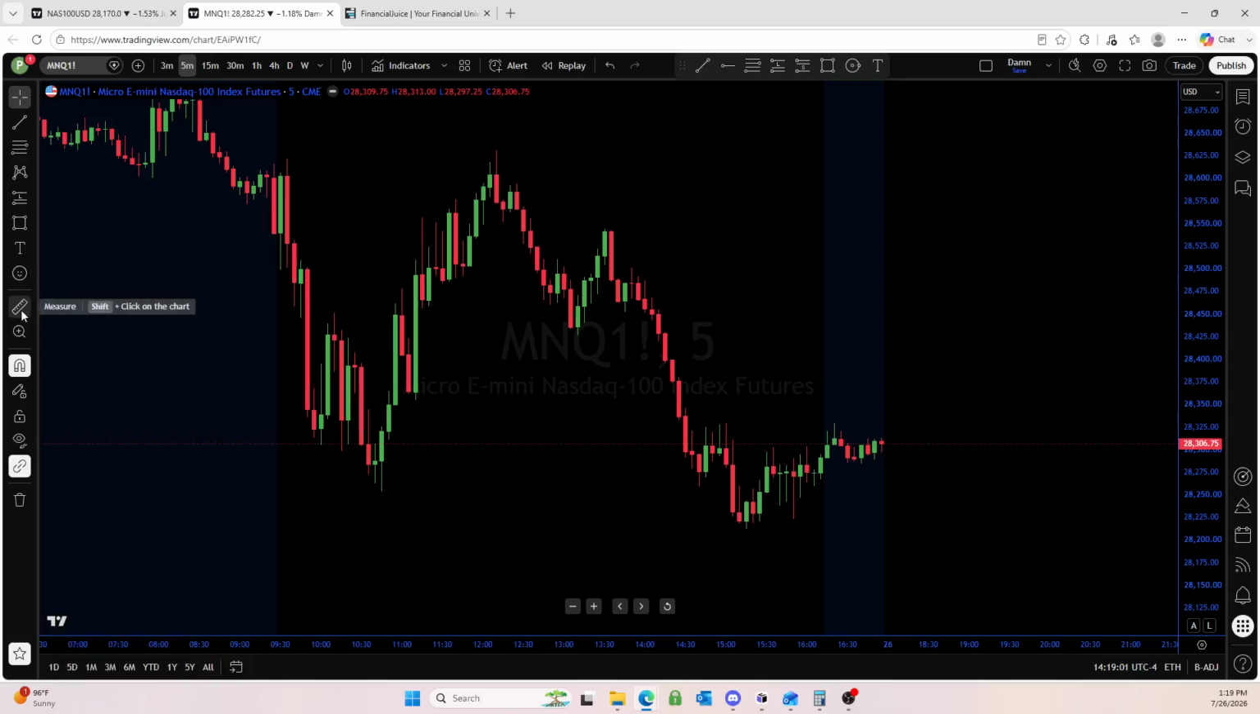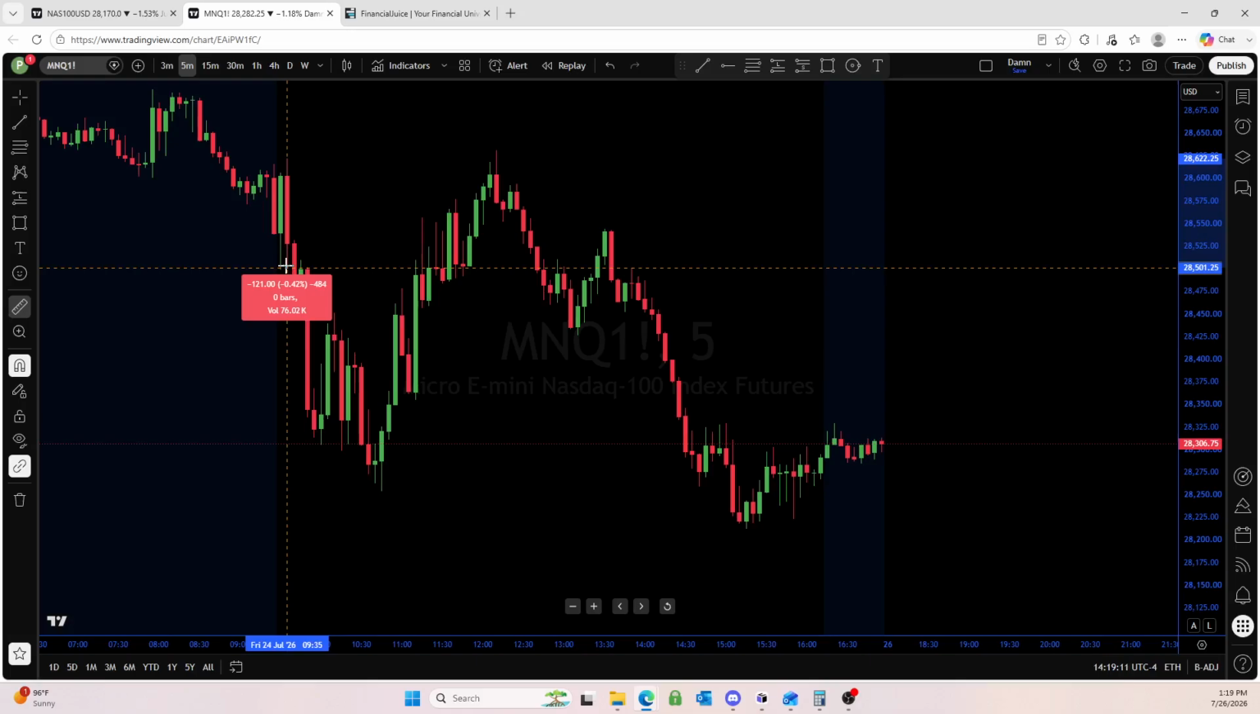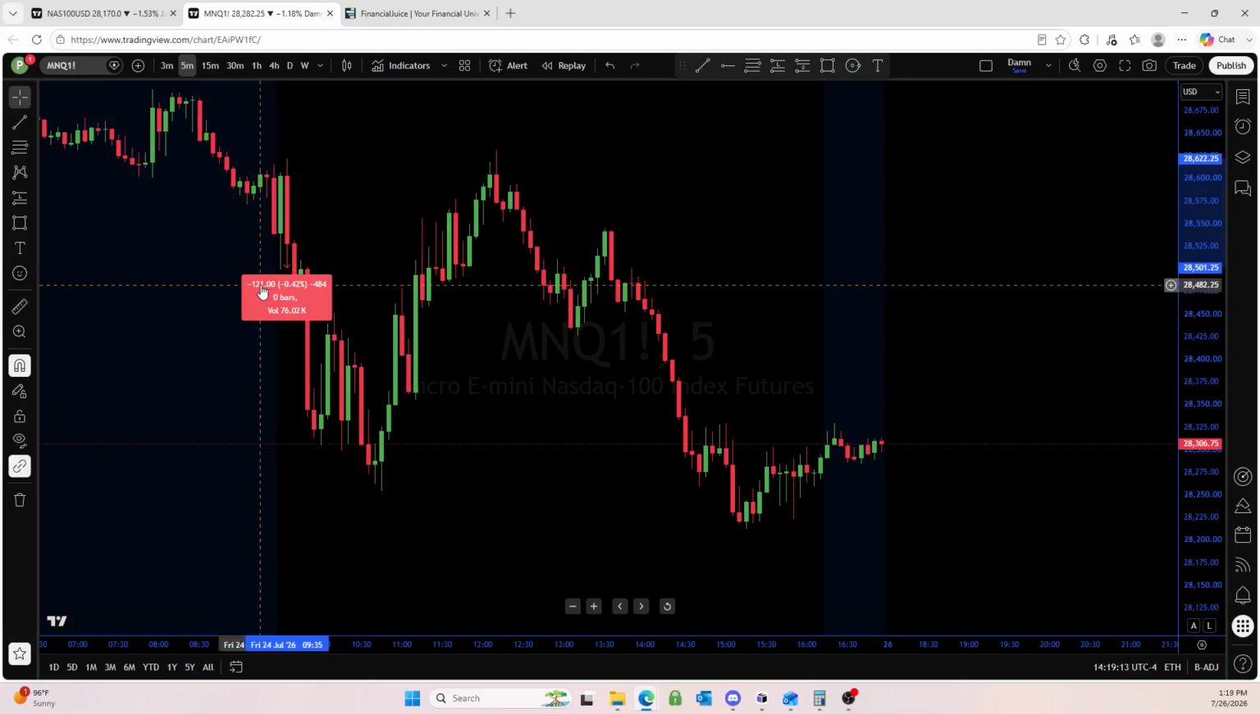This is a measuring tool, so say you wanted to know how big this candle was. So you can just click it. You go from the top of the candle down to the bottom of the candle. It'll measure out that this candle was 121 points.